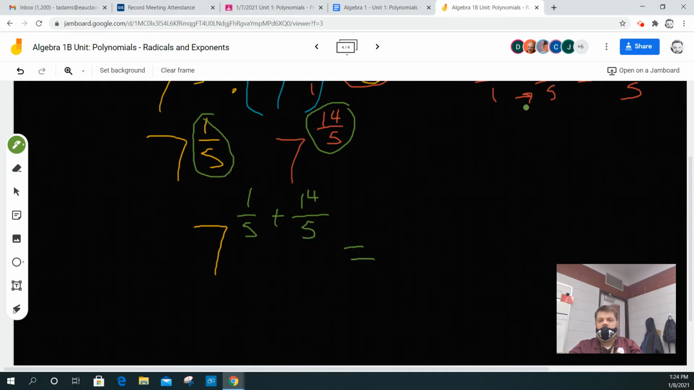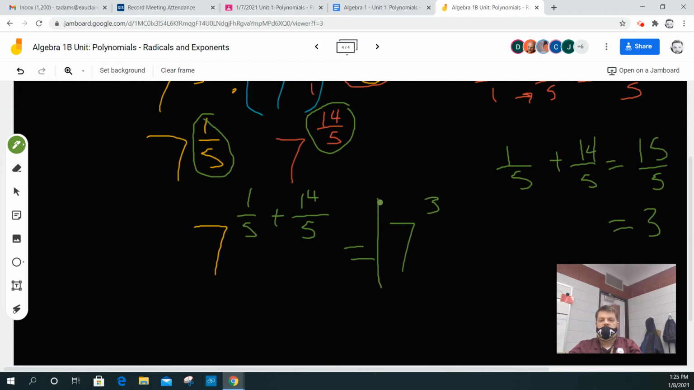What's that going to equal? Well, when I say 1/5 plus 14/5, what's 1 plus 14? 15. What's 15 over 5? 3. 15 divided by 5 reduces down to 3. So this is really 7 raised to the 3rd power. So that's one possible scenario.